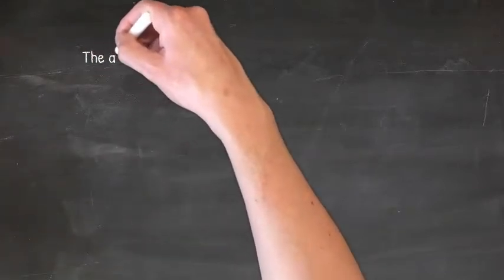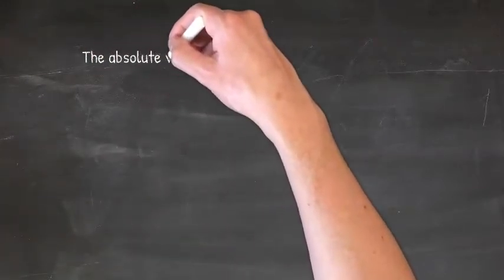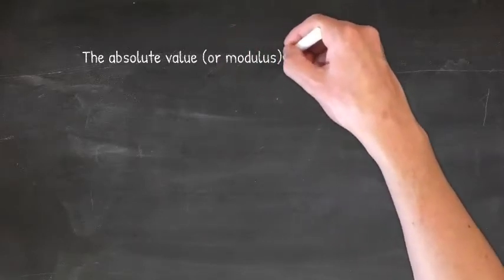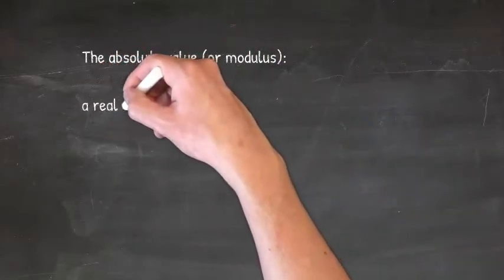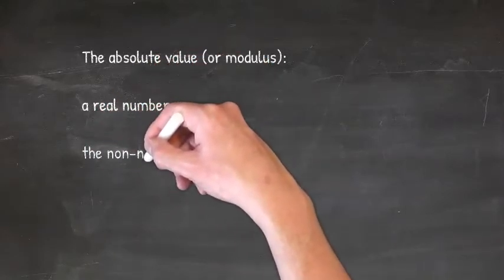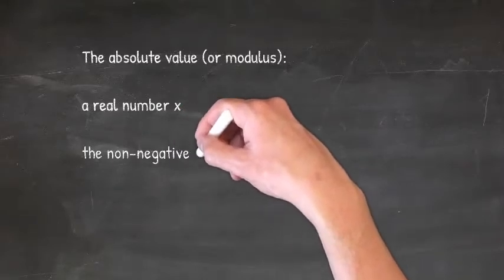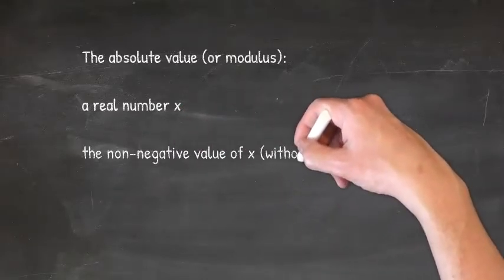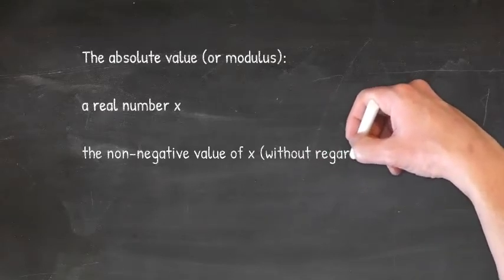Let's look at the definition once more. The absolute value, or modulus if you want to impress your friends, of a real number, that's a number we can count or measure with or put on a number line, is the non-negative value of x without regard to its sign. So we can just drop the negative sign. And that's it for the absolute value, or modulus, of a number.